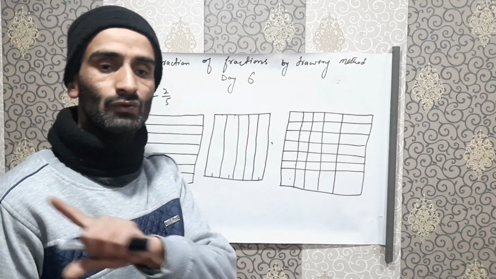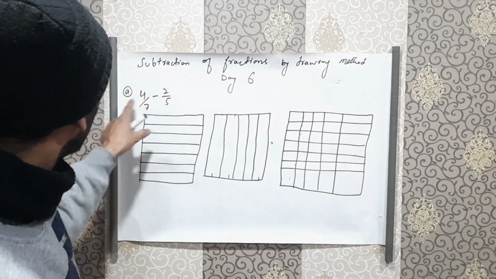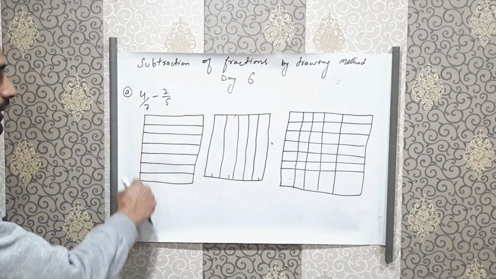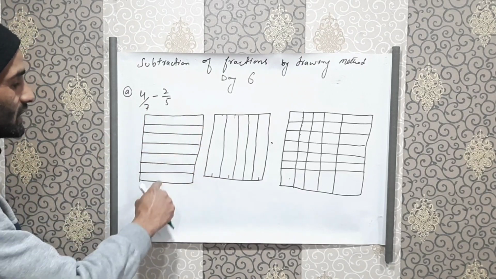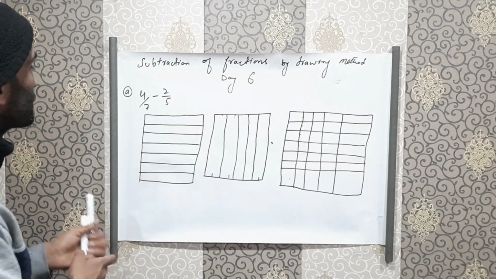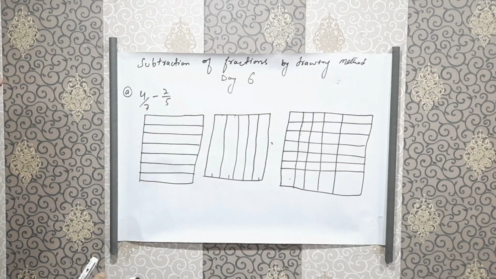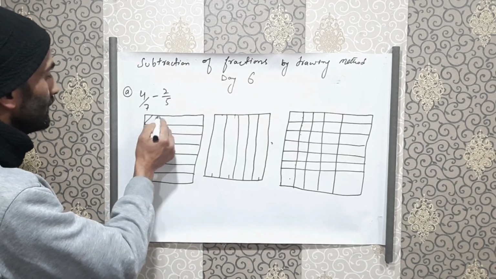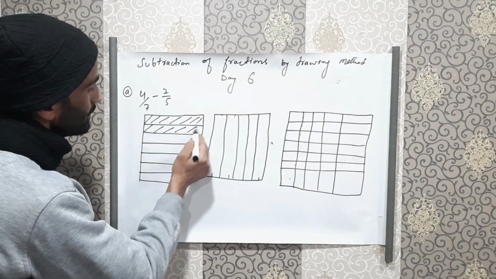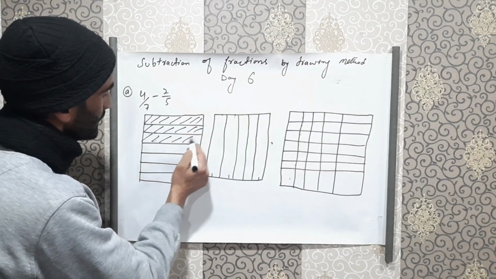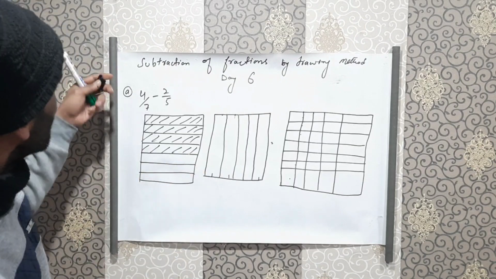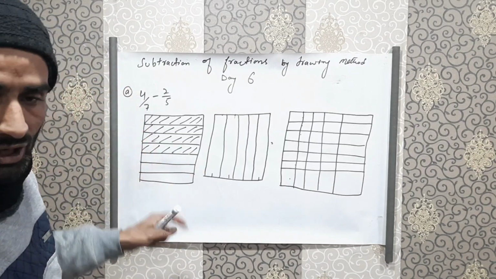The first step is we have to represent both the fractions by drawing. The first fraction is 4 by 7. Already you have seen we have divided the rectangle into 7 equal parts, and out of 7 parts we are going to shade 4 parts. This is the first part, this one is the second part, this one is the third part, and this one is the fourth part. Is my idea clear? It means we have represented the first fraction by drawing.